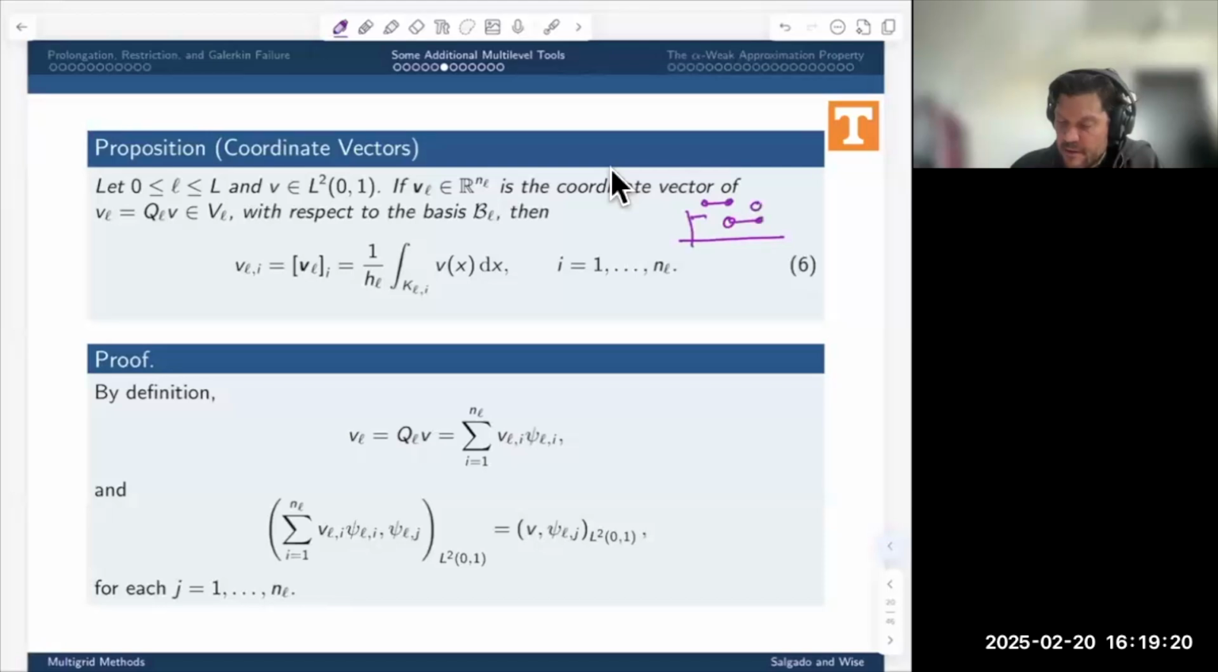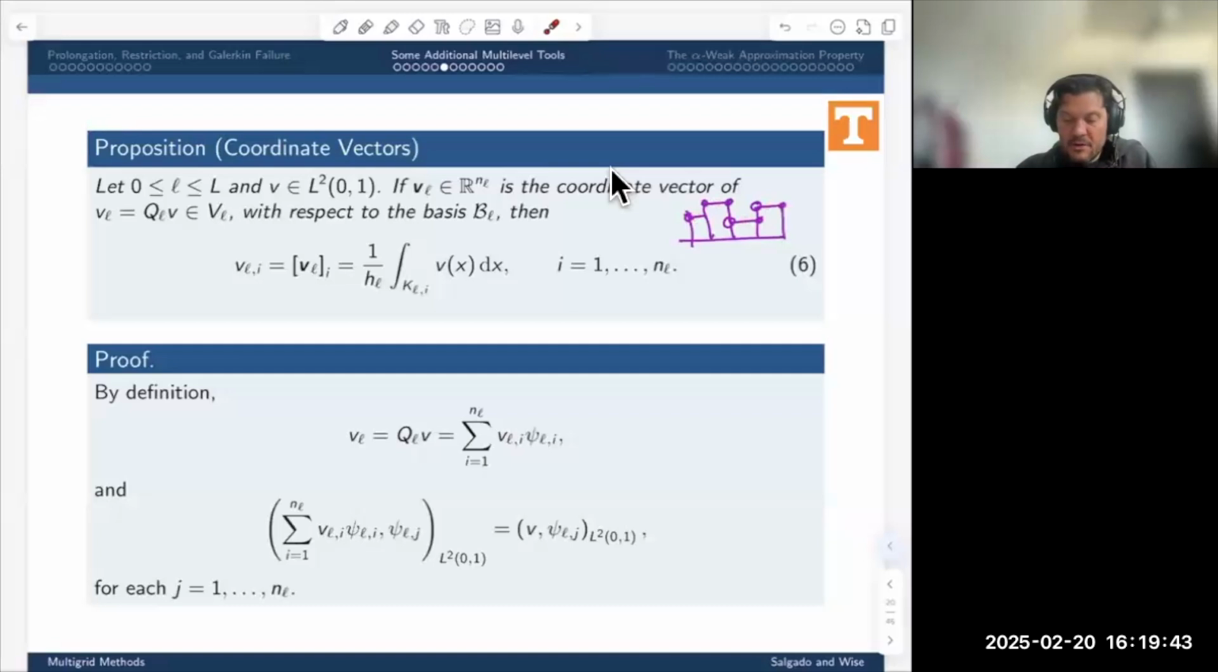I'm telling you its values. Okay, the heights of these little pillars. So that is precisely what we mean by VLI. That is the ith coordinate of VL. So there's VL1, VL2, VL3, VL4, etc.